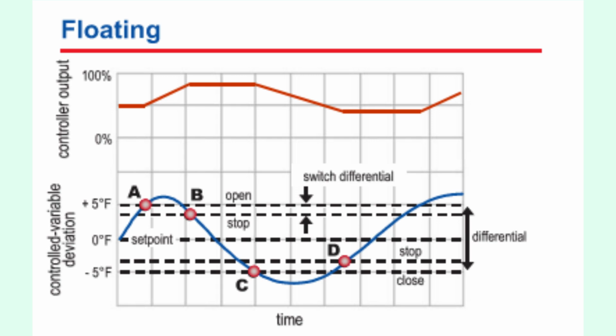B. Floating control. The controller sends open more or close more pulses to the actuator. The actuator position floats based on accumulated pulses, used in older pneumatic systems or low-cost dampers.